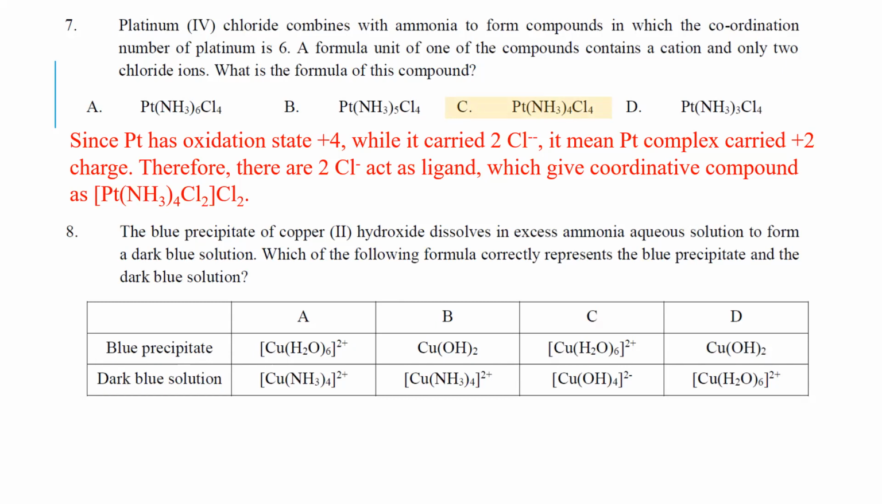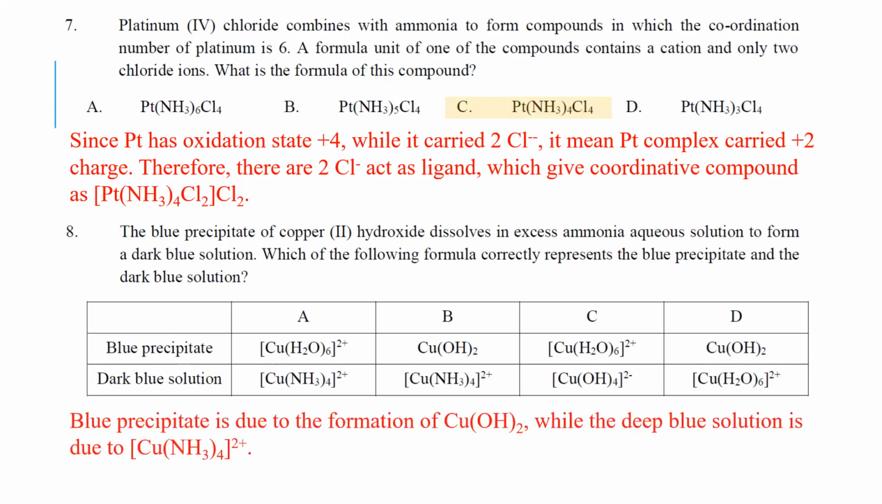So number 8. The blue precipitate of copper 2 hydroxide dissolved in excess aqueous ammonia to form a dark blue solution. Which of the following formulas corresponds to the blue precipitate and the dark blue solution? So this one, you must know that the blue precipitate is due to the formation of Cu(OH)2, while the deep blue solution is due to the ammonia complex, which is [Cu(NH3)4]2+. This is what happens when you first slightly add a little ammonia, then followed by excess ammonia to the copper solution. So you get to observe those observations in here.